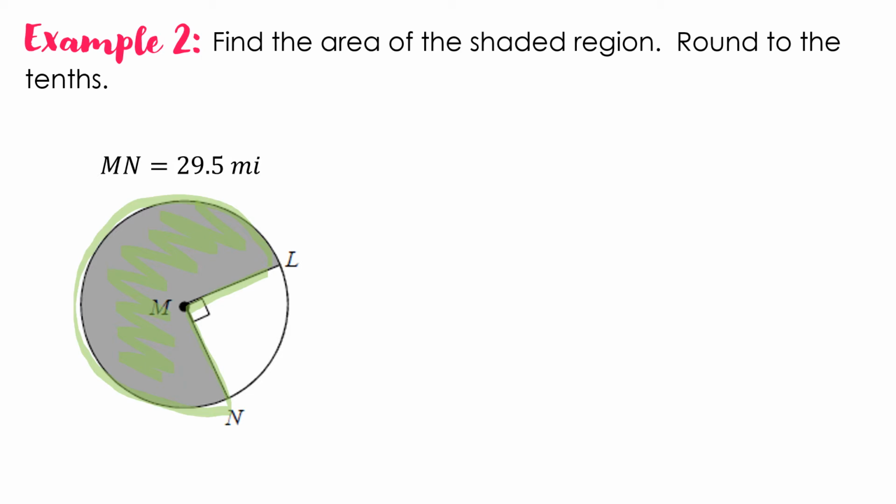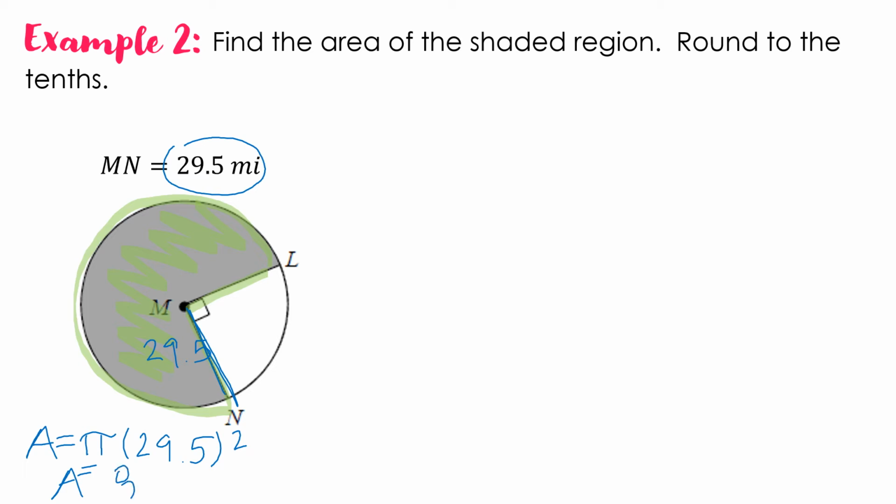So I'm going to start by looking at what they gave us. They told us that MN is 29.5 miles. MN is the radius. So if we have the radius, we can find the area. So area is pi times 29.5 squared. You can use a calculator and do 29.5 squared, which is going to be a pretty big number. Let's see, 870.25 pi.